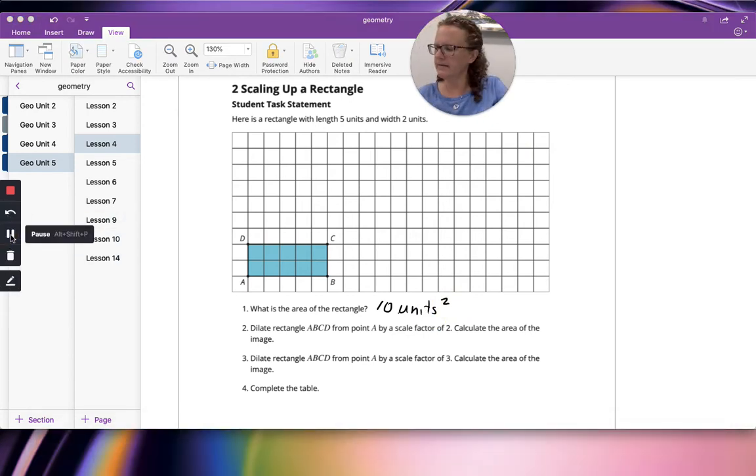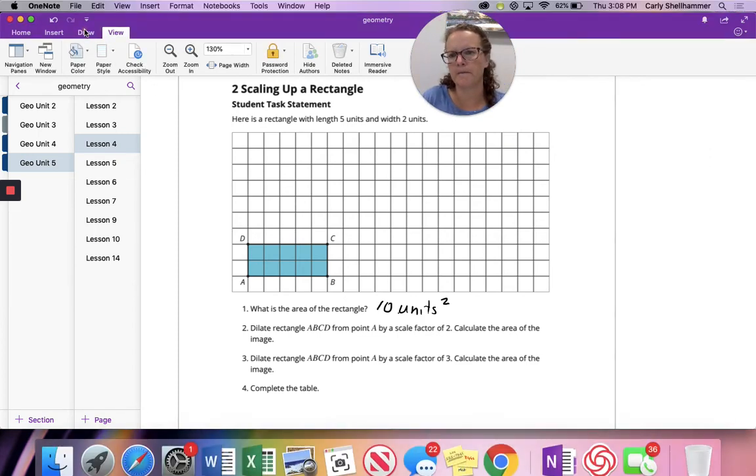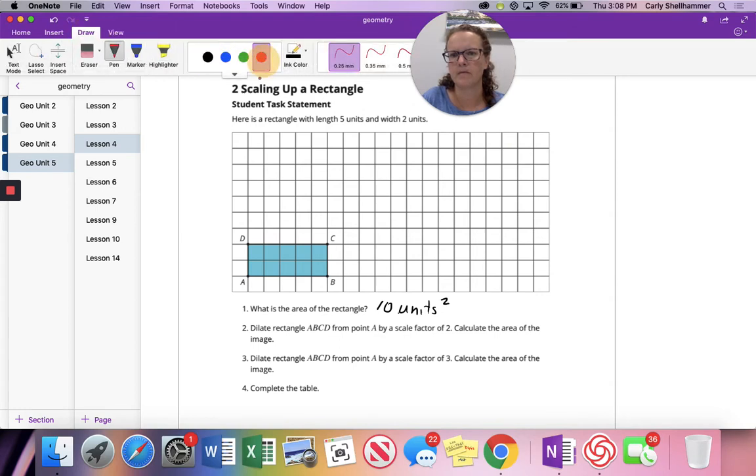All right, if we dilate this rectangle from point A by a scale factor of 2, so that's my center of dilation. If I'm going by a factor of 2, that means I'm going up to here, D prime. This is 5, so 1, 2, 3, 4, 5. B prime, and C is going to, if I had a straight edge, I would go from there. That means I can go straight out, and there's my dilation.